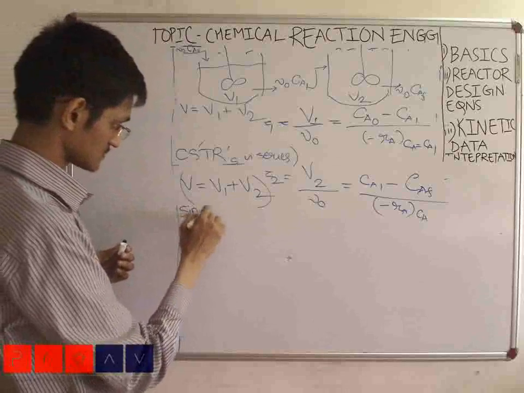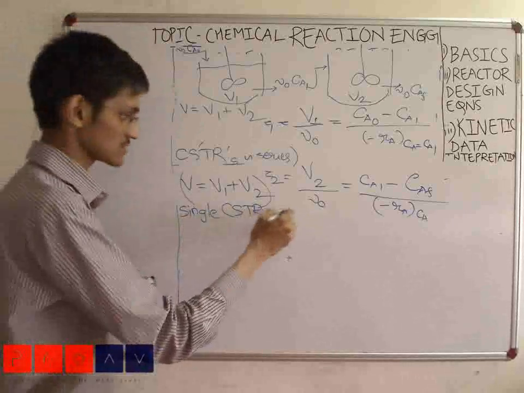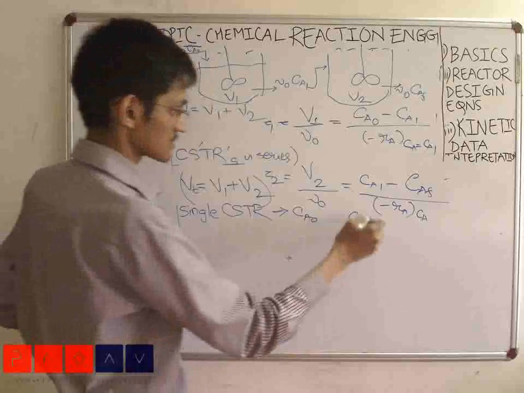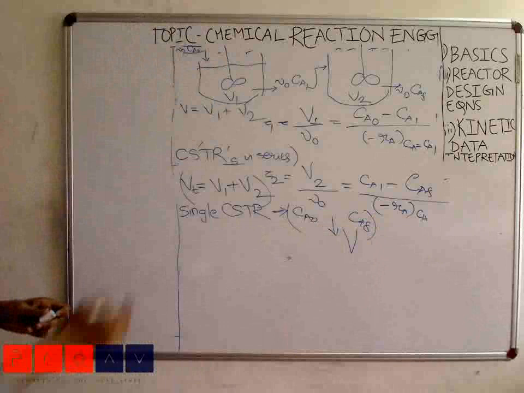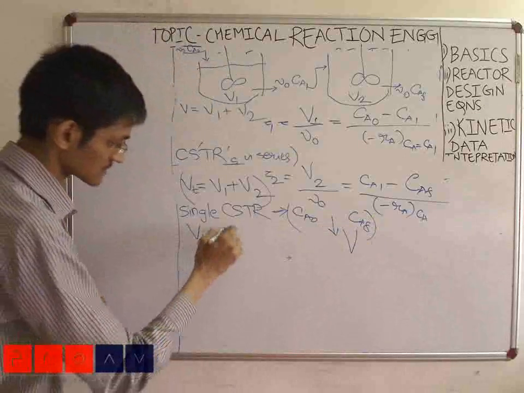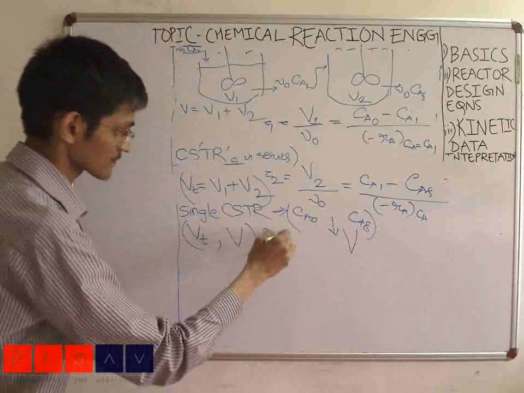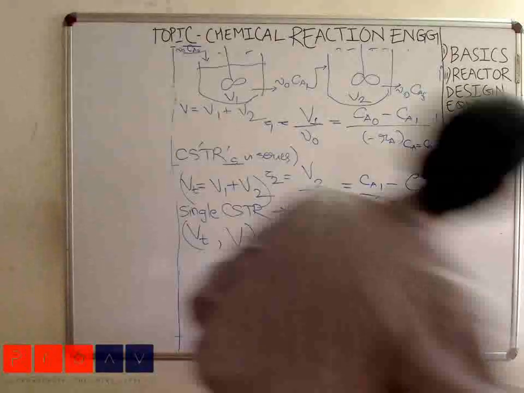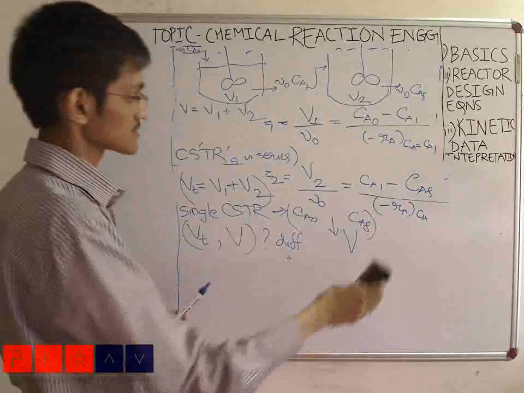A single CSTR giving conversion of CA0 to CAF. Let the volume required be capital V. So we need to find out whether there is some difference between V1 plus V2 and V. For this, we need to go for this plot.